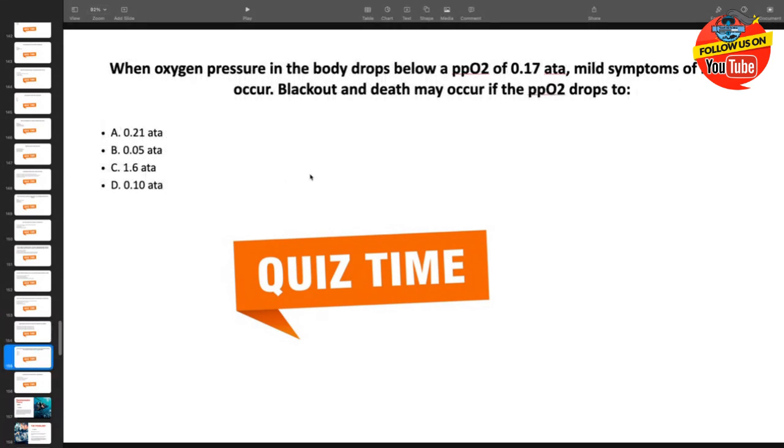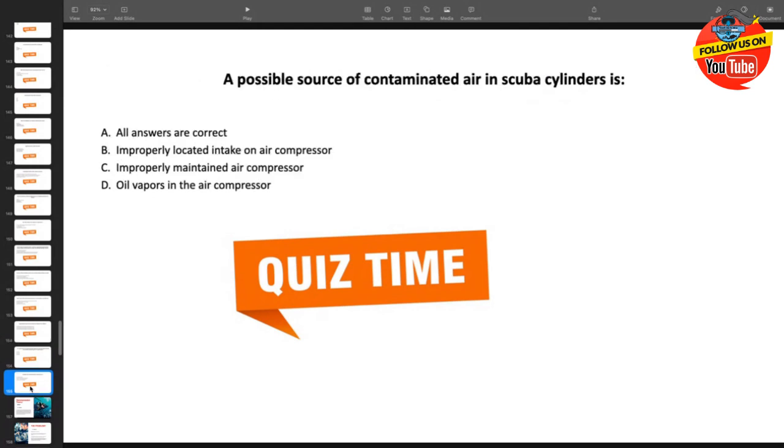Yeah. Megan, when oxygen pressure in the body drops below a partial pressure of 0.17, mild symptoms of hypoxia occur. Blackout and death may occur when the partial pressure of oxygen drops below 0.10 ATA. 10%. Exactly. Can you go back over that one for me?